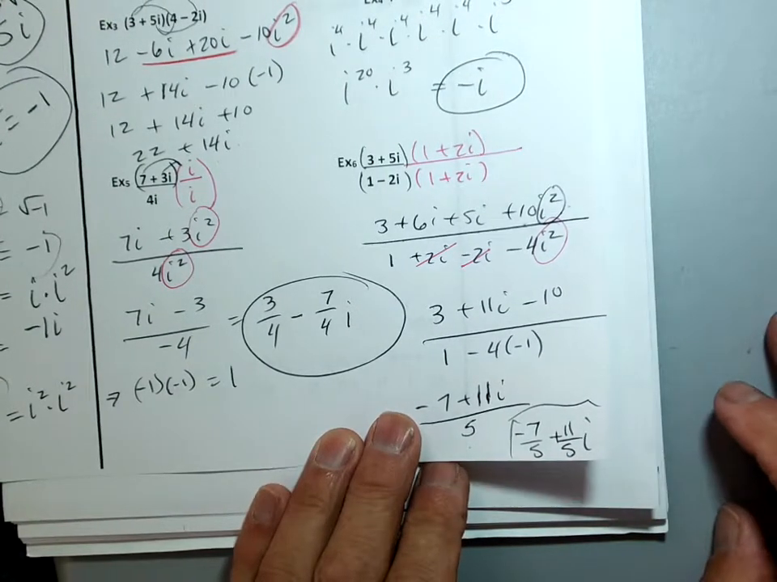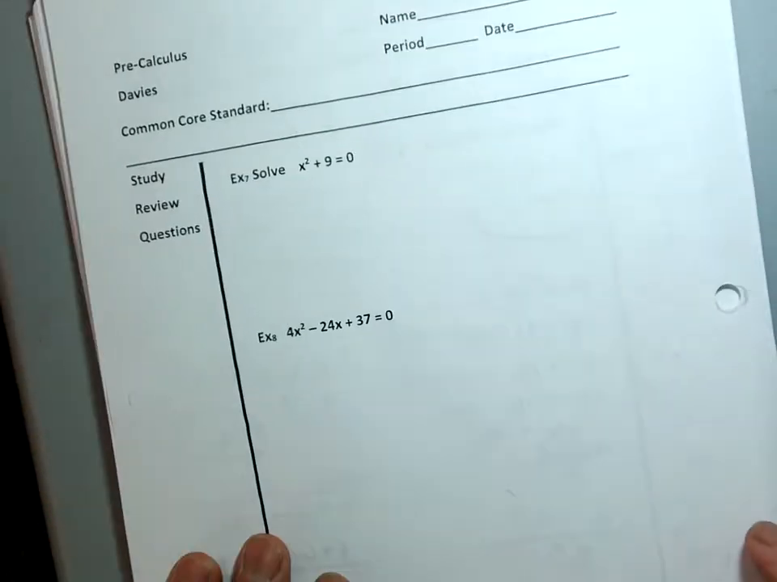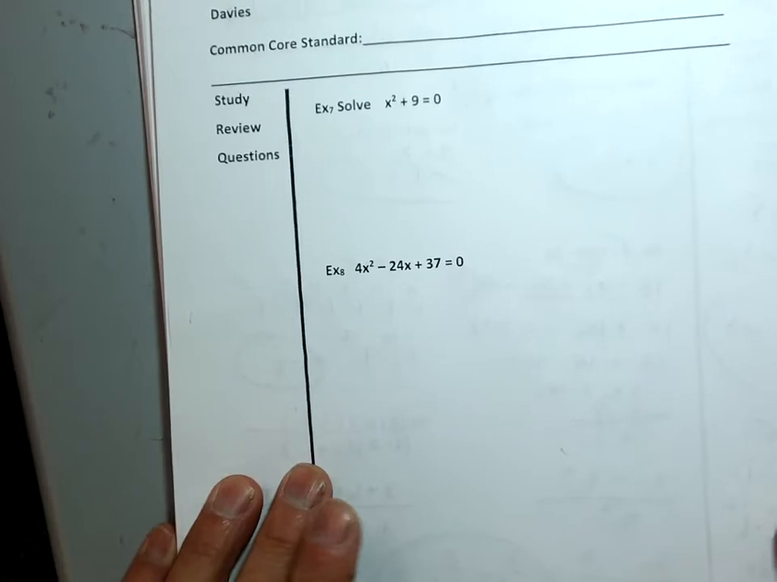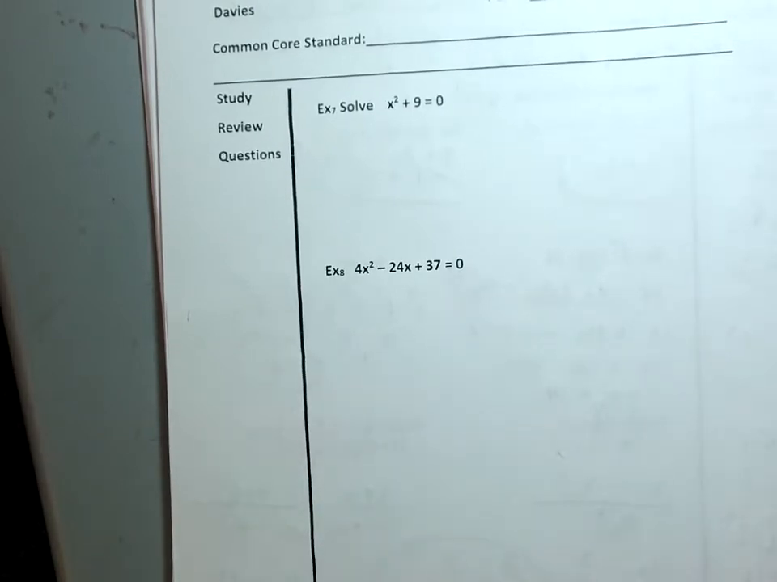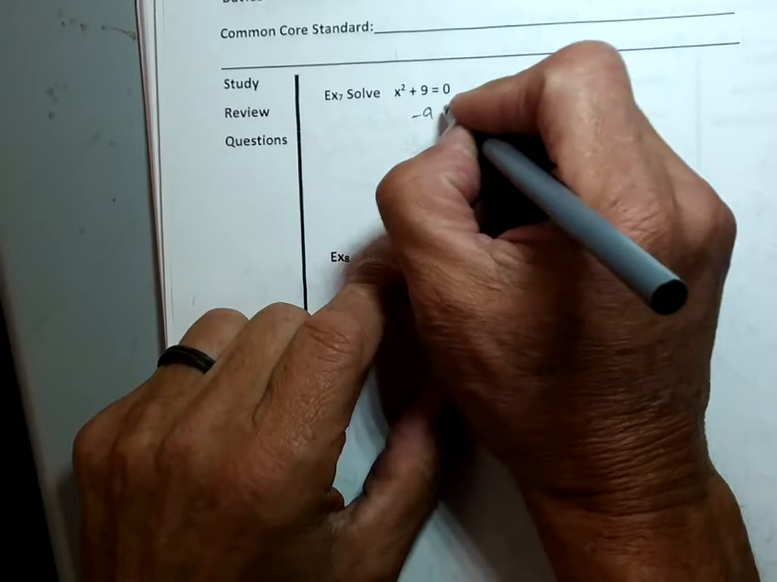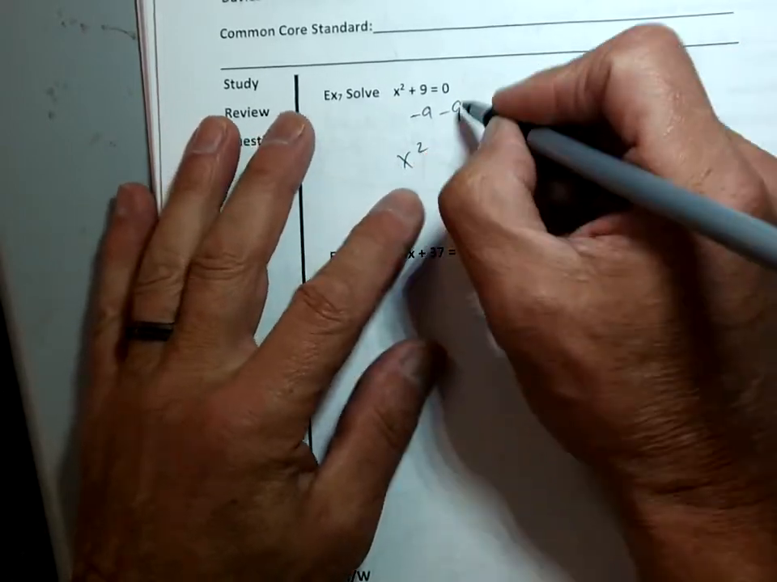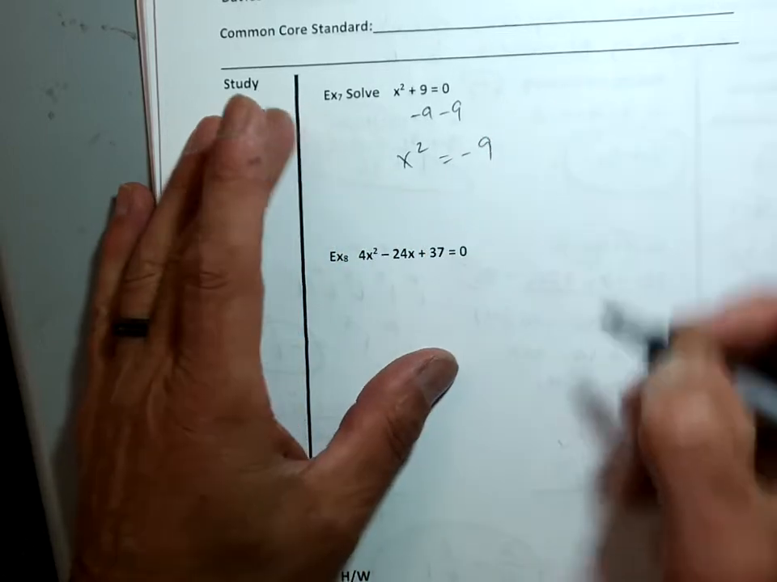Okay, turn the page. Example 7. This is why, as a mathematician, not as a PhD in electrical engineering, as a mathematician, this is why we do i. So if we solve, we're going to get x squared equals negative 9, right?